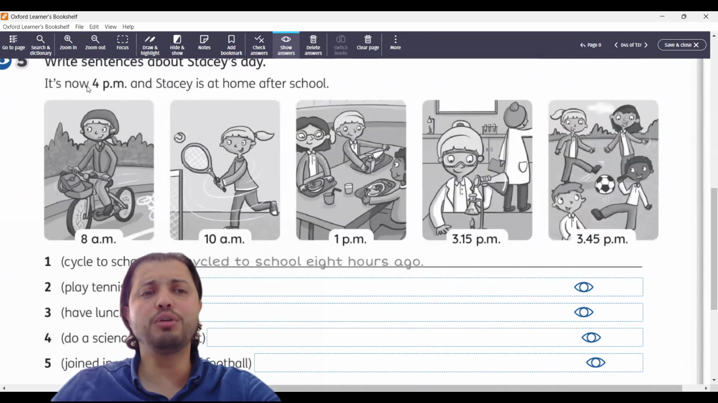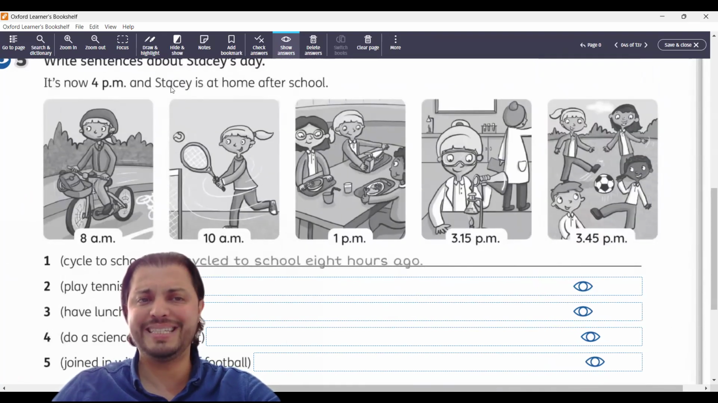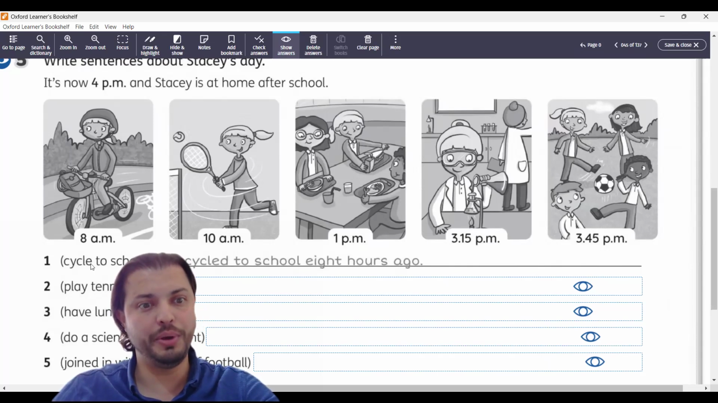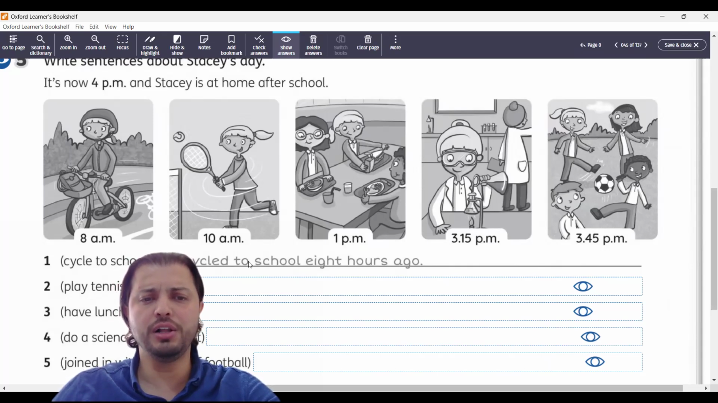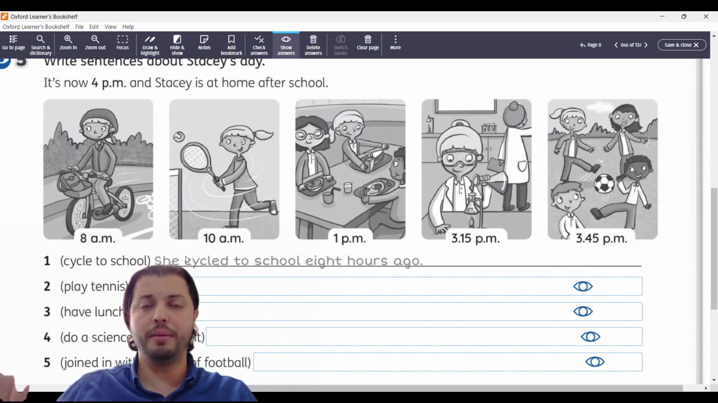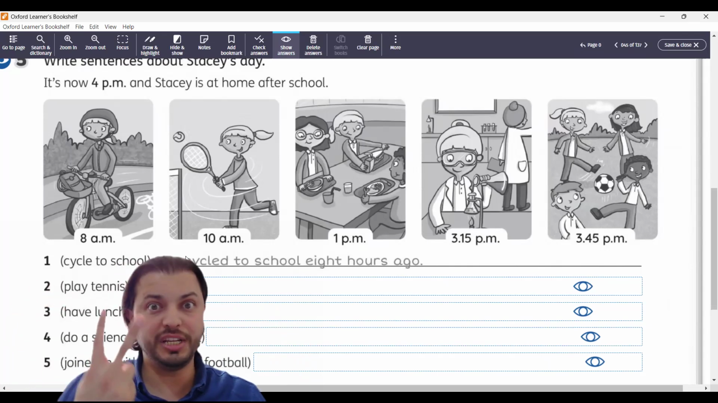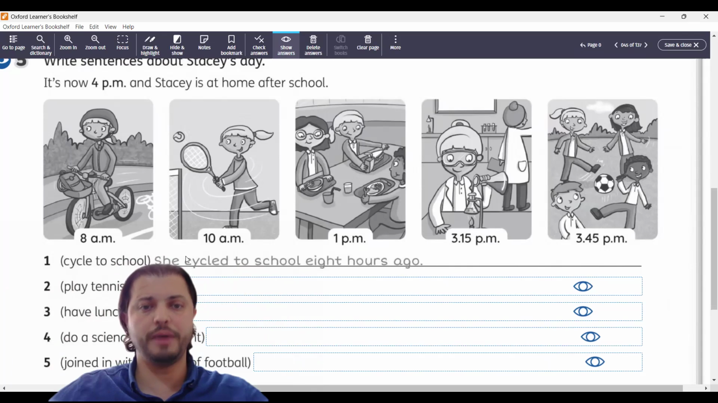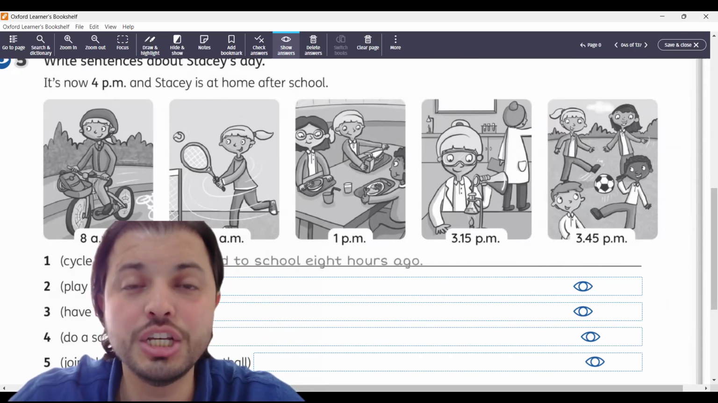So it's now 4 p.m. and Stacy is at home after school. So let's figure out what's going on. Cycle to school. She cycled to school 8 hours ago. So I need to use ago: 10 minutes ago, 1 hour ago, 2 days ago, something ago. Okay. So we're going to use past simple.